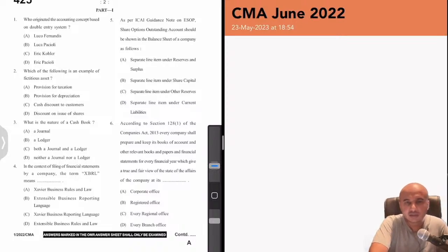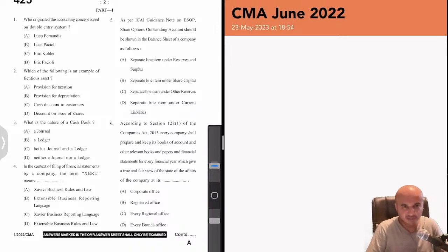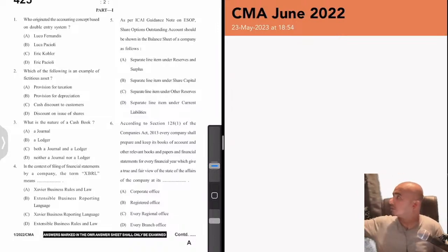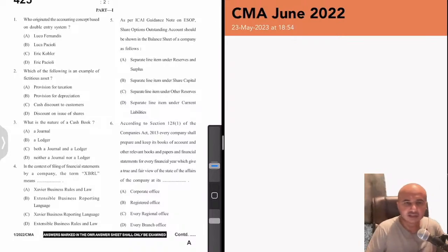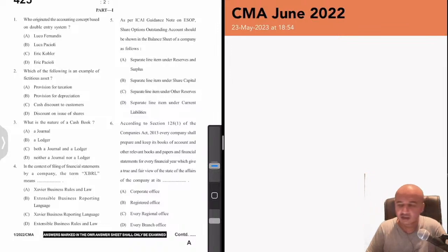Today we'll be looking at the CS Executive CMA June 2022 paper. We completed the previous one, which was December 2019. I thought let us jump and look at June 22 because I didn't want to look at the latest one, because the chances of the institute asking the same question from the previous question paper, December 2022, and again repeating the same questions in June 23, is less likely compared to asking questions from the older question papers. So there are a few questions which are actually repeated. When you read the question paper, you will realize.